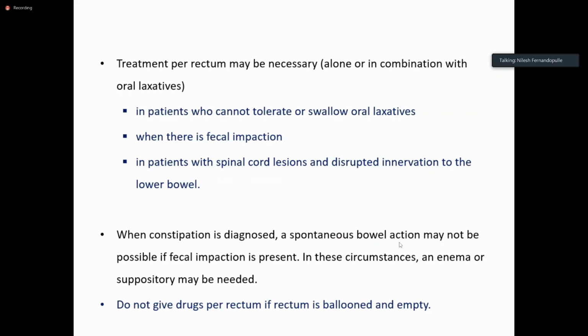So it's a long tube. You need to remove that block. If you remove that block, only then will the rest of the stools get loose and come out. So a rectal suppository or some sort of enema is very useful in those sorts of patients. And do not give drugs per rectum if you think the rectum is ballooned and empty. If the rectum is empty, there is no point in giving drugs rectally.